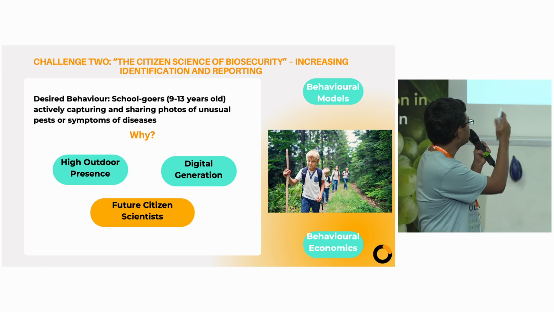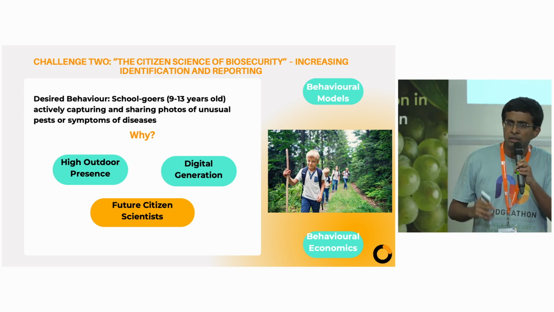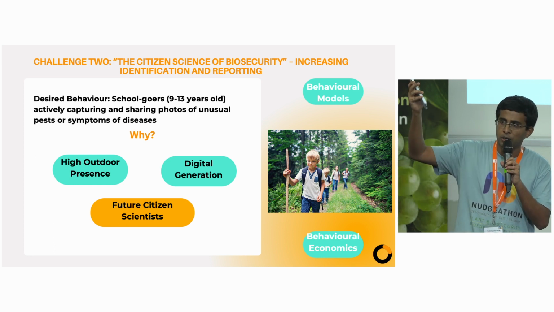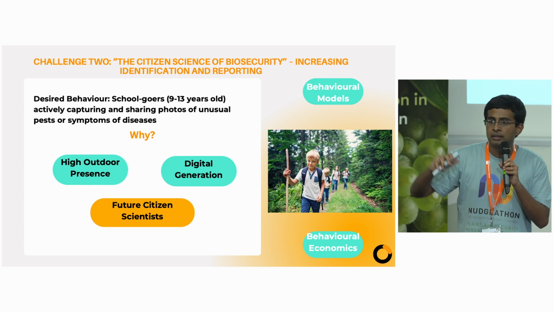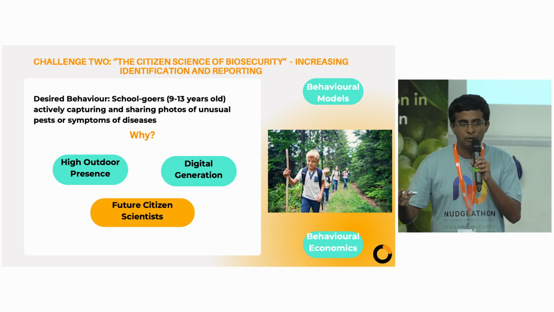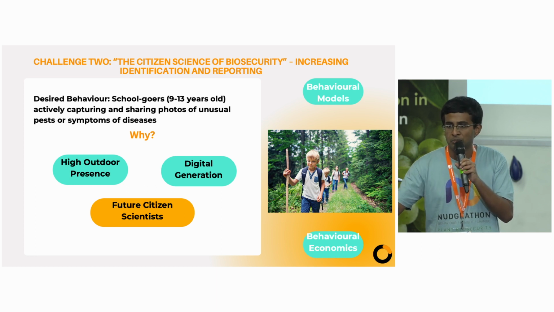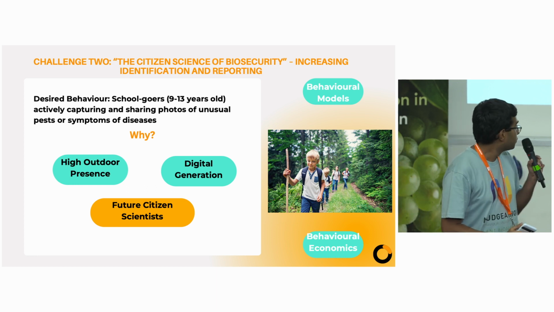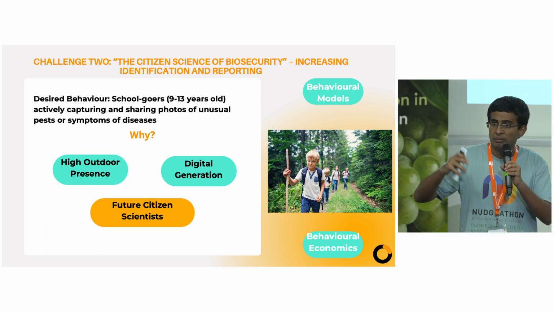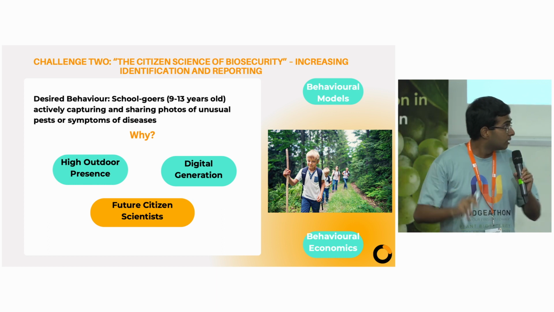And finally is the point of future citizen scientists. Prior research by Saunders talks about incorporating early action on citizen science in kids to develop the idea of sustainable models and sustainable development. So we do feel that an early intervention can help in making it a social norm.